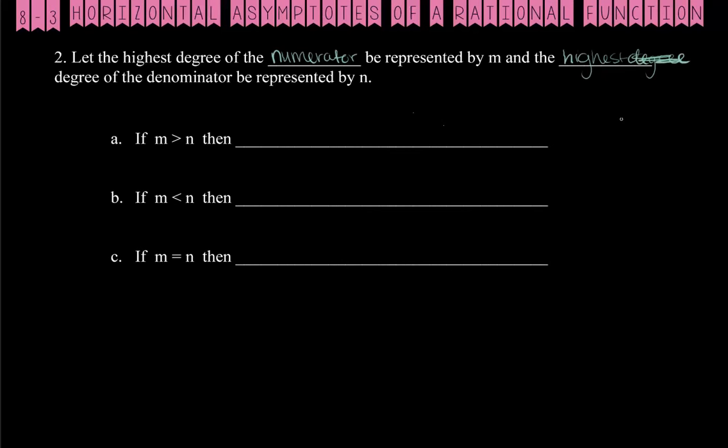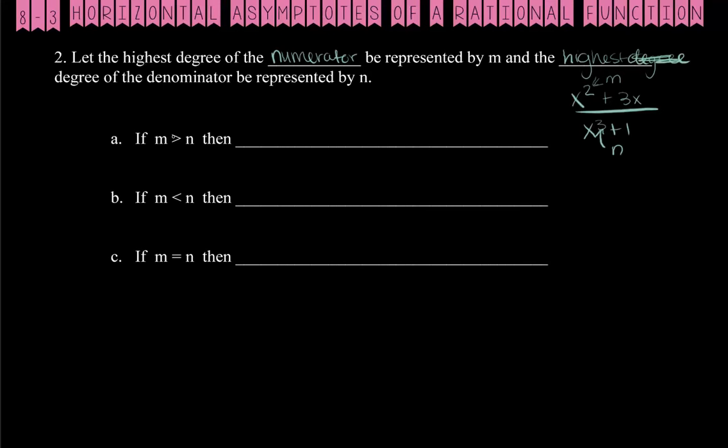So when we're talking about our rational functions, when we're looking at the degree, if I have something like x squared plus 3x over x cubed plus 1, the degree in the numerator, the m, would be 2, and the degree of the denominator would be n. So that's what we're talking about with these letters. But we're using letters to talk about it so that it's in a general case.